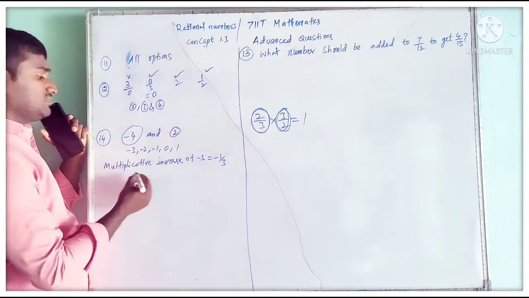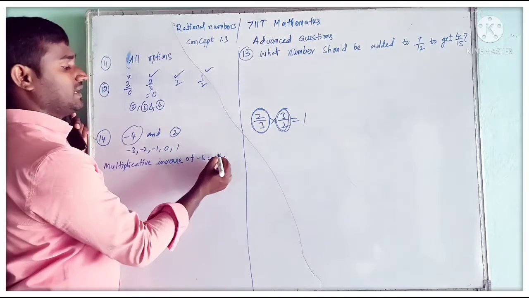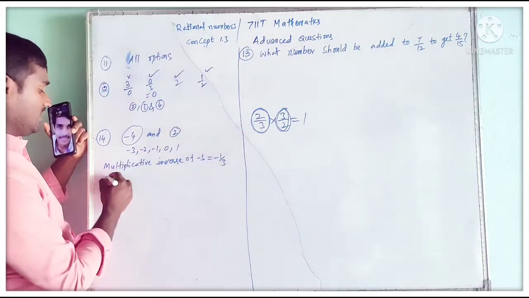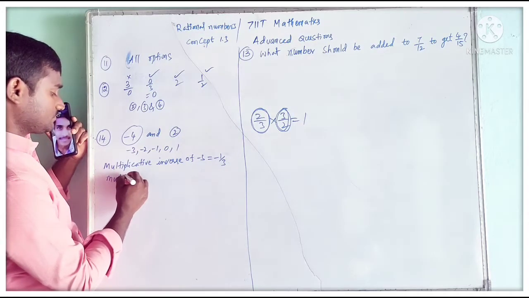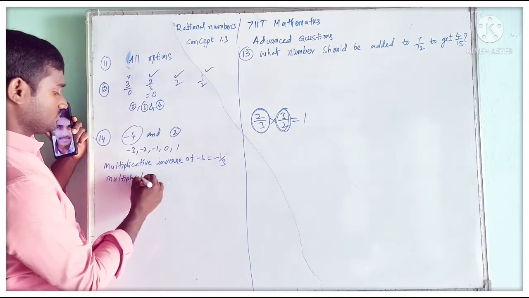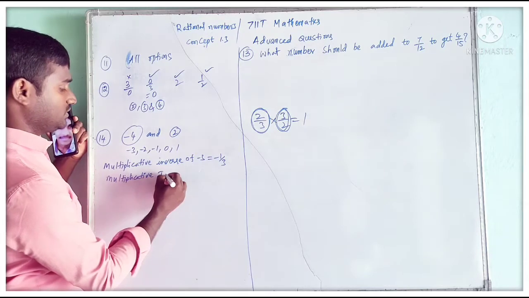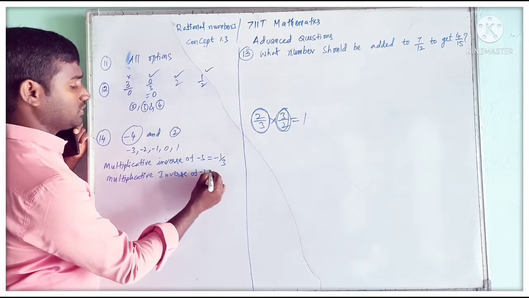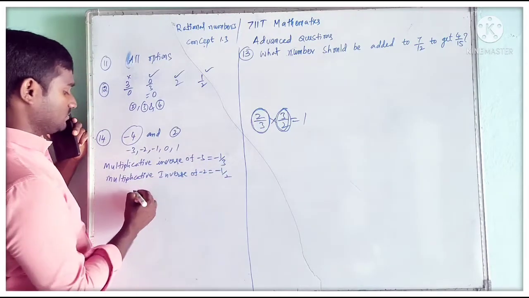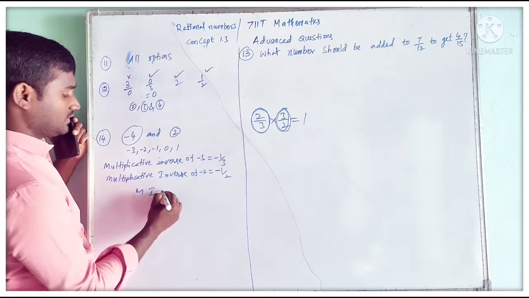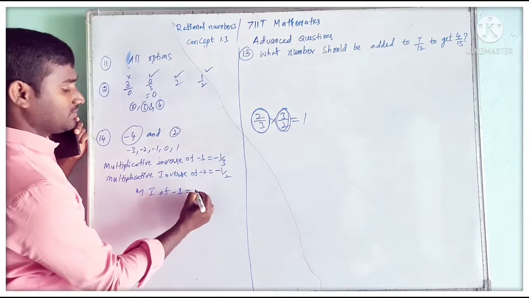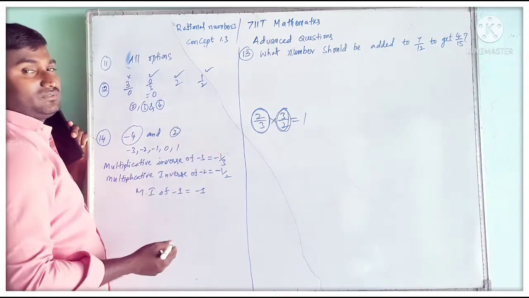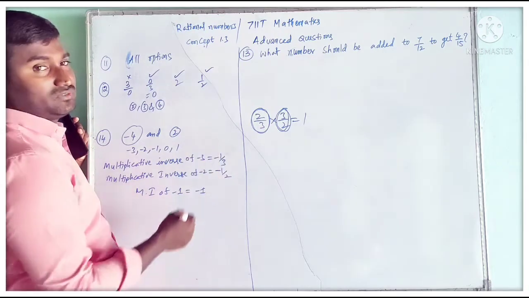So the multiplicative inverse of minus 3 is minus 1 by 3. Minus 3 into minus 1 by 3 gives 1. Similarly, the multiplicative inverse of minus 2 equals minus 1 by 2. The multiplicative inverse of minus 1 is minus 1 only. Minus 1 into minus 1 is plus 1, so the product equals 1.